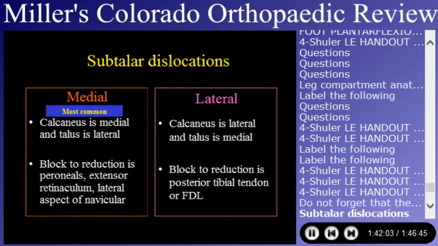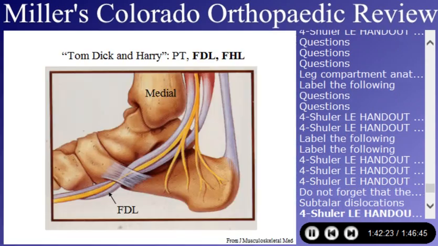Subtalar dislocation is named for where the actual calcaneus goes. Calcaneus goes medial, therefore it's a medial subtalar dislocation, which is most common. The structures that are going to block your reduction are the things that are lateral then: peroneals, extensor retinaculum, lateral aspect of the navicular. And the opposite is true for lateral subtalar dislocation. Tom, Dick, and Harry on the medial side.